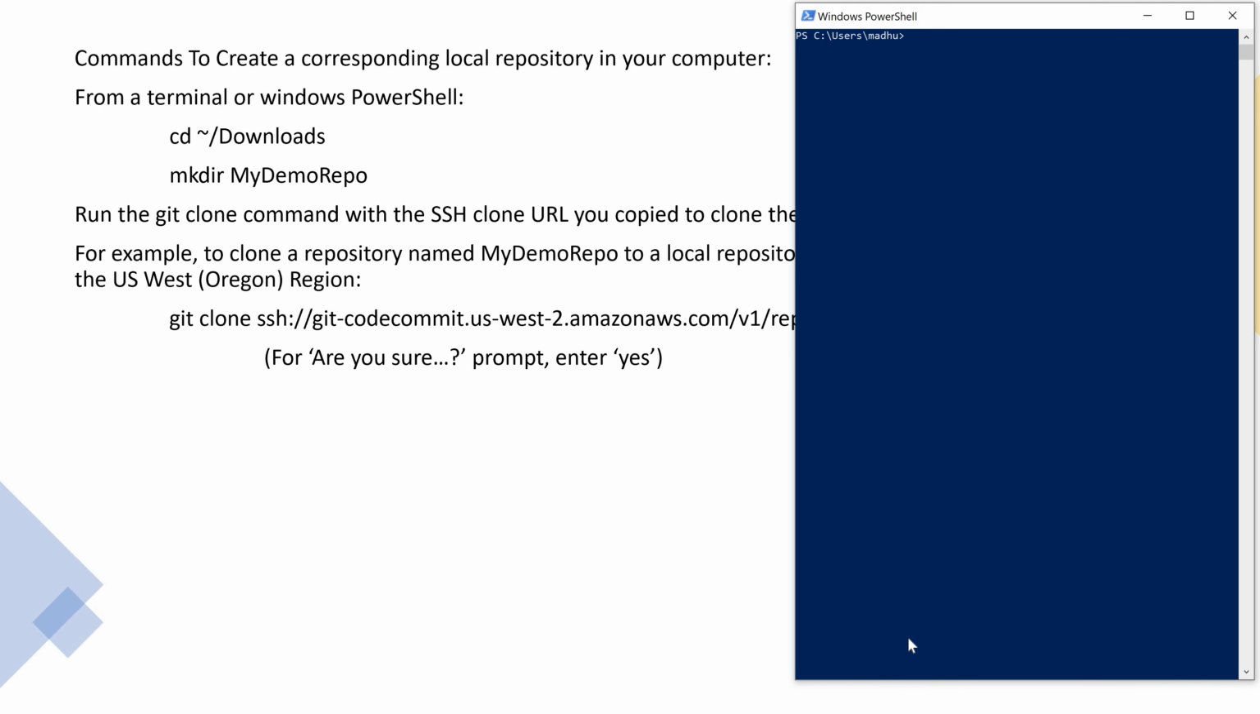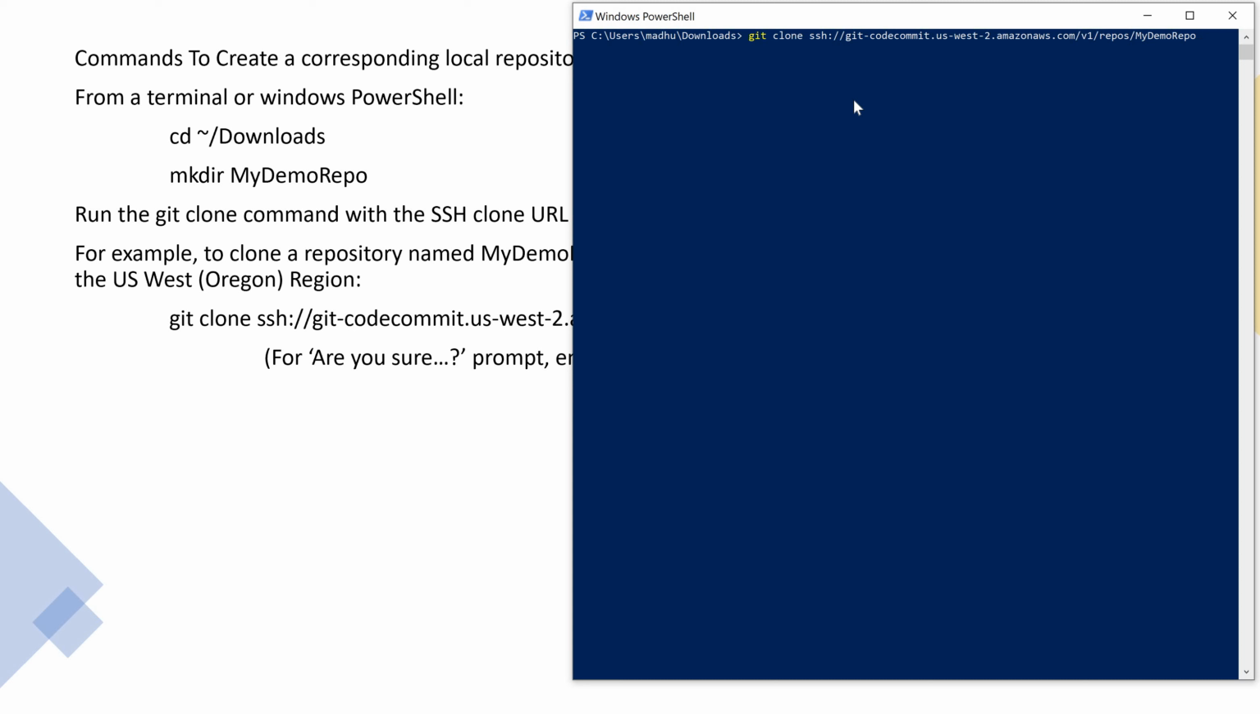Navigate to your working folder, which in my case is Downloads. Use the tab to quicken things. And run the git clone command that you had copied to your clipboard buffer. Like so.